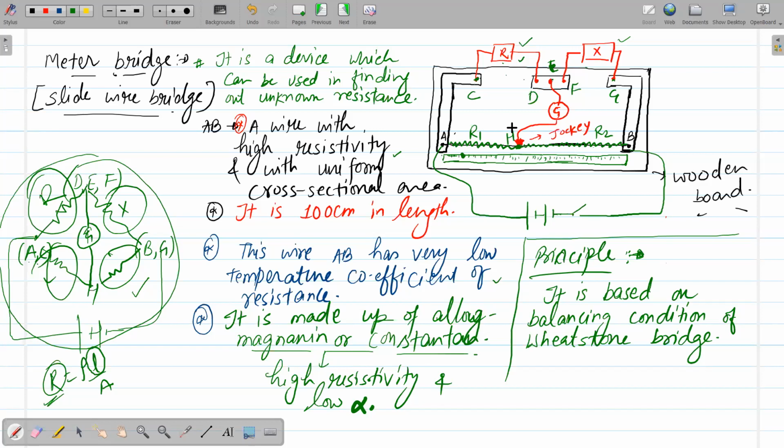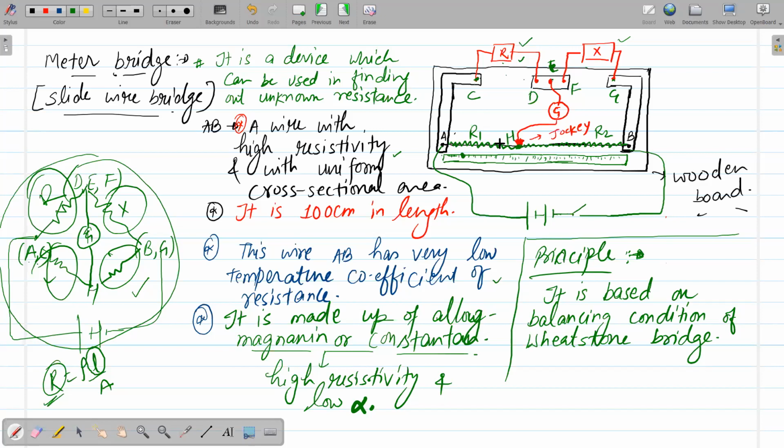Do you agree with this? What I'm saying is, if you move this jockey towards the right, then this part's length decreases and this left-sided part's length increases. So this resistance R2 decreases and R1 increases. And if I slide it towards the left, the opposite thing will happen, right?